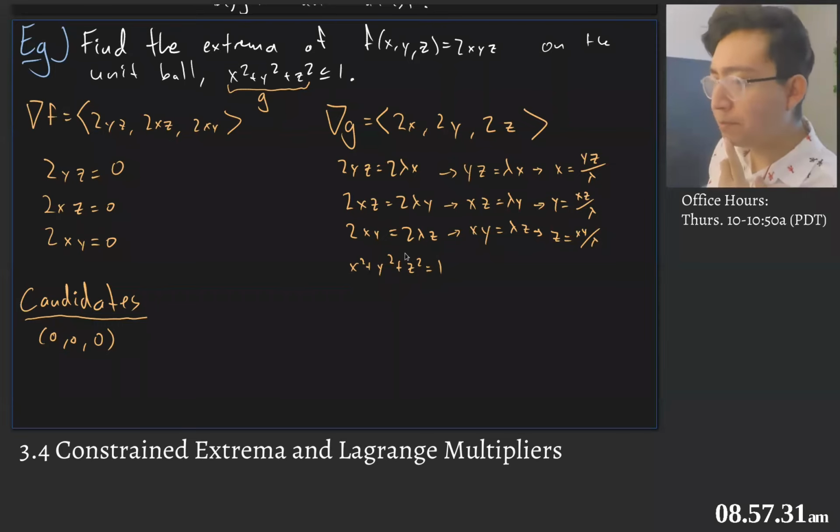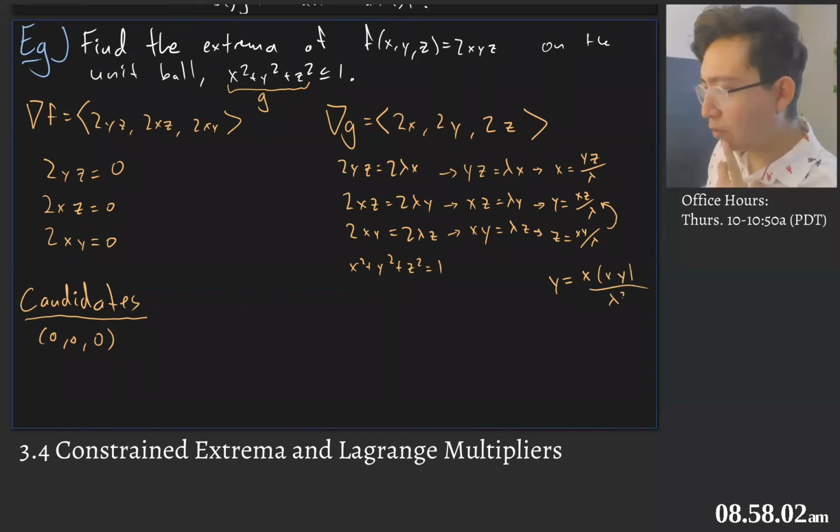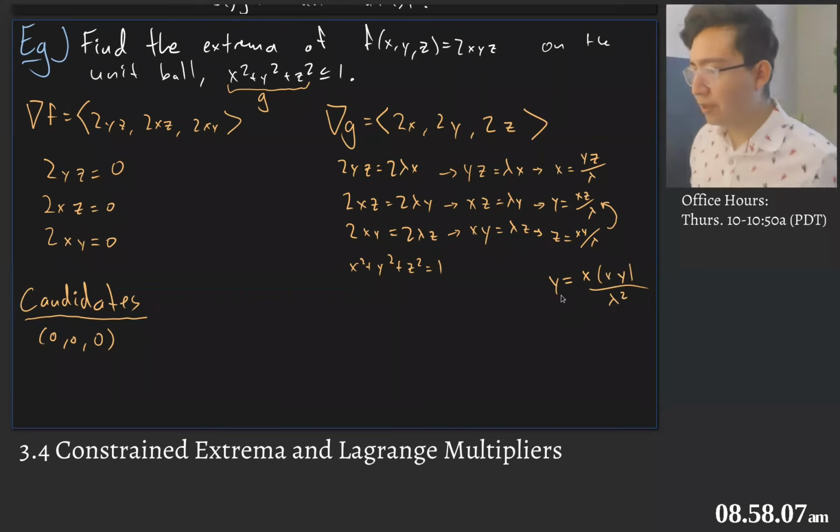So what I'm going to do is take, for example, this, where I have solved for z. I could then plug this in up here for z. Actually, I think I'll plug this in here, and that gives me y is equal to x times xy over lambda squared. There was a lambda here already, and when I plugged this in, there was another lambda there.